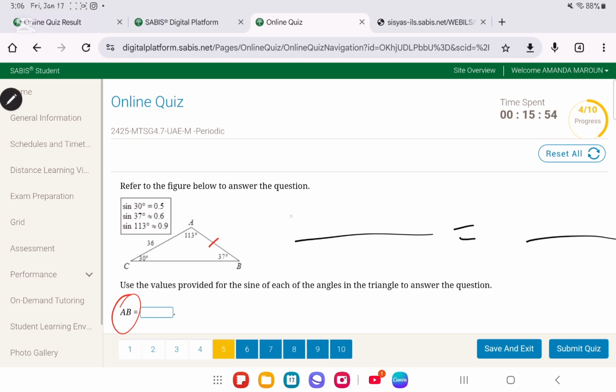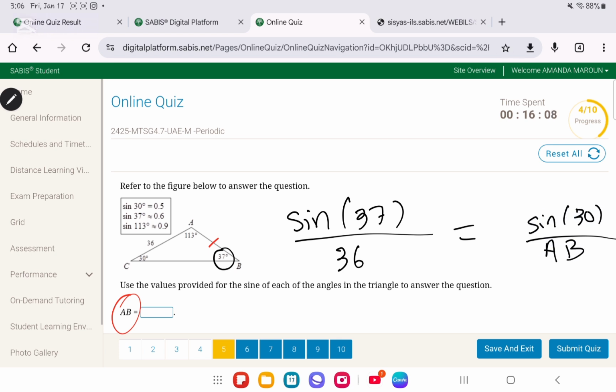So in this case, it's going to be sine of the angle 37 divided by 36 is equal to sine 30 divided by the side AB. Now they gave us the values, no need to use the values given by the calculator, so it's gonna be 0.6 divided by 36 is equal to 0.5 divided by AB.